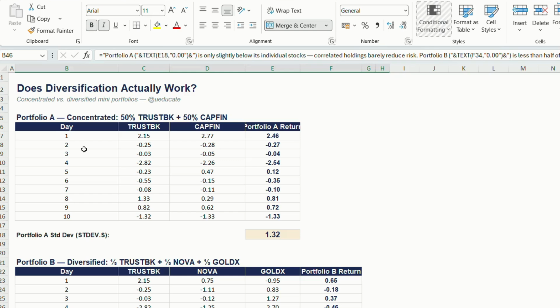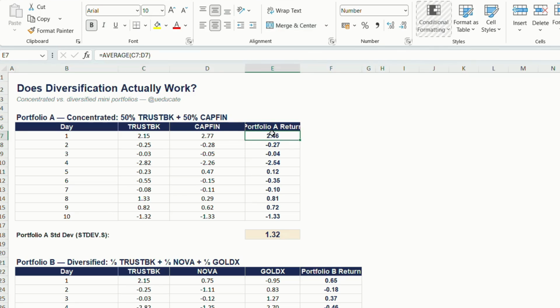So one is concentrated versus diversified. First, our portfolio is concentrated, which means the trust bank and caffeine, two correlated bank stocks. We have 10 data points of these two stocks, and we take an average of these two stocks each day, the average returns of the stocks in that portfolio. Then we use the standard deviation on each portfolio's 10-day return series to measure how much it swings around.